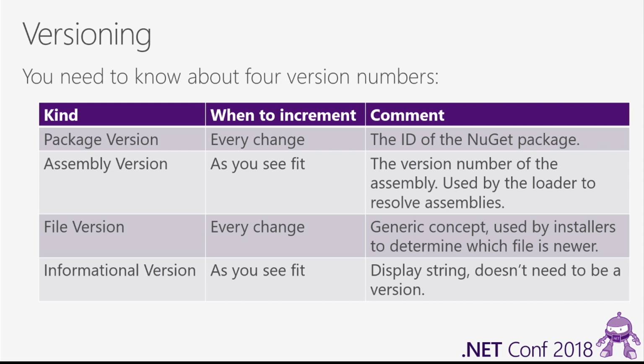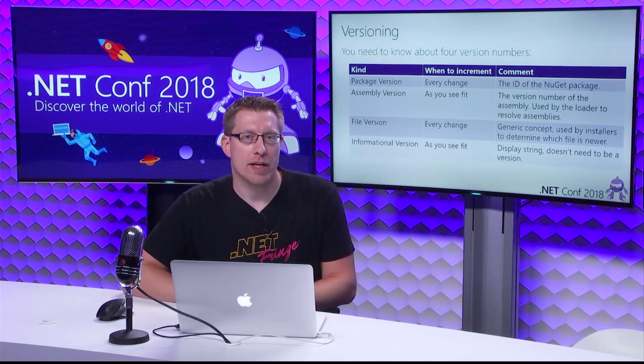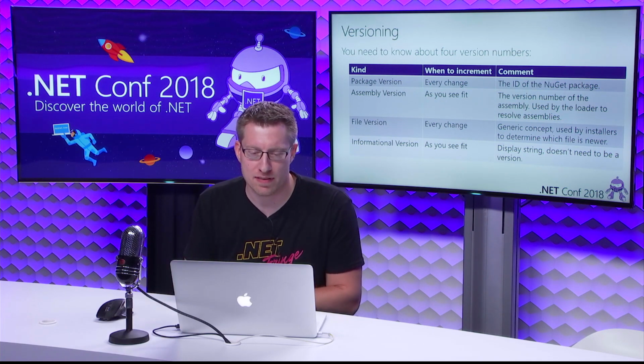So as a rule of thumb, package version you have to update with any change, because only one version can be on NuGet.org, so we need to increment that anyway. File version is the thing you should increment every single time you make a change, because otherwise when some people deploy your things with setups, they may get funky behavior if the version stays the same.